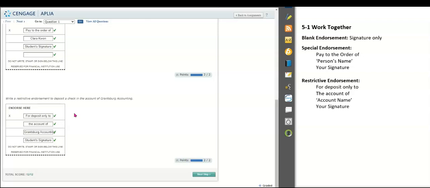The last type of endorsement is a restrictive endorsement. So we want to deposit the check into the account of Grantsburg Accounting. All right, so somebody wrote me a check and I want to put it into the Grantsburg Accounting account. So what you do is you say for deposit only to the account of Grantsburg Accounting, and then you sign student signature, or you would sign your name if you were actually doing this. So for deposit only to the account of, and then whatever account name you want it to be deposited into, and then student signature. Okay?